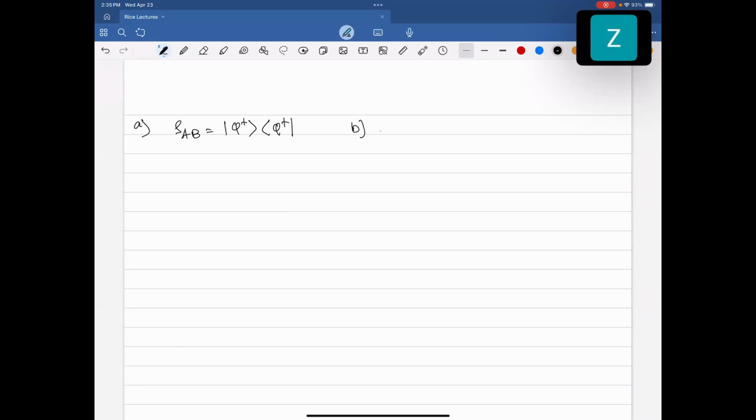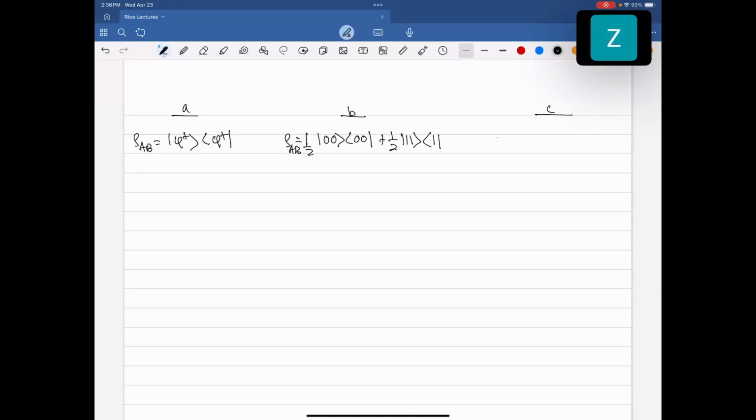That's state A, then state B is, let me write. So these are the 3 states. The first state is just a Bell state, and you can clearly see it's a pure state. The next state is a statistical mixture of 0, 0 and 1, 1. And the other one is the maximally mixed state.